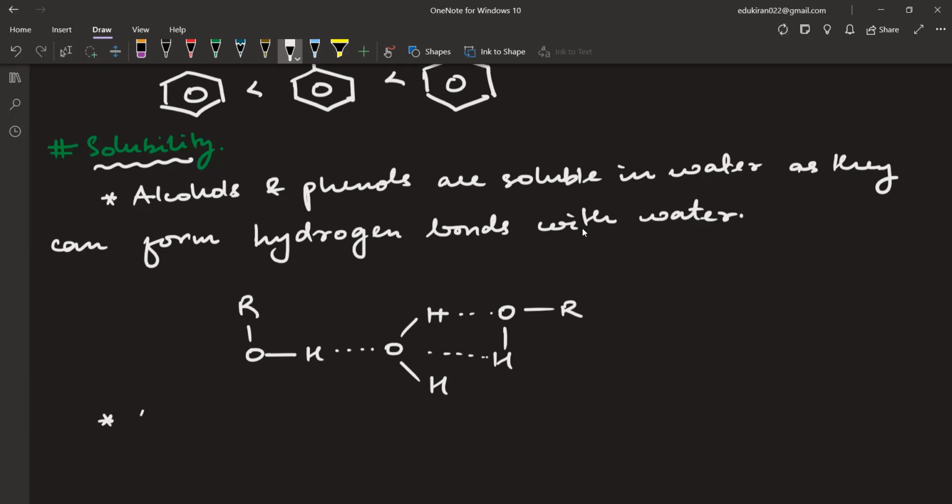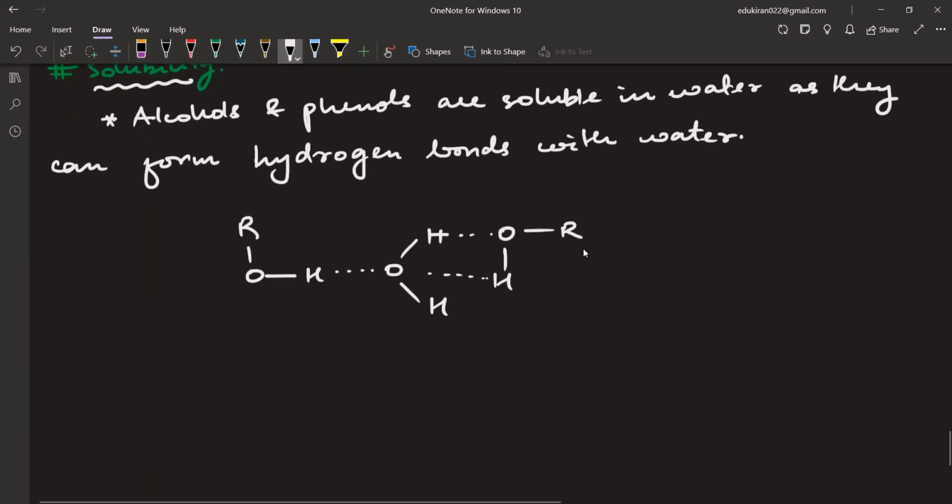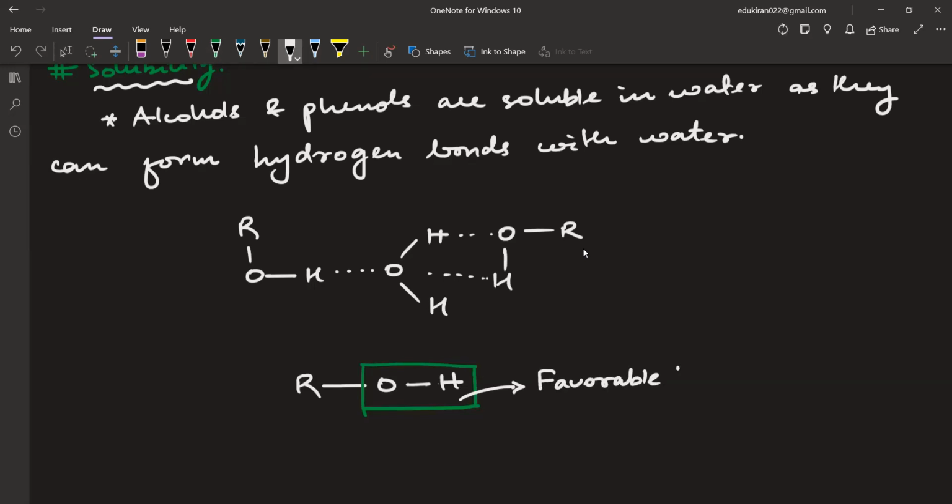Next point you will write. One thing we will explain first. An alcohol molecule contains two parts. Okay. Now this green part here, which is the hydroxy part, is favorable for solubility. That means if there is an OH bond, it will be soluble.